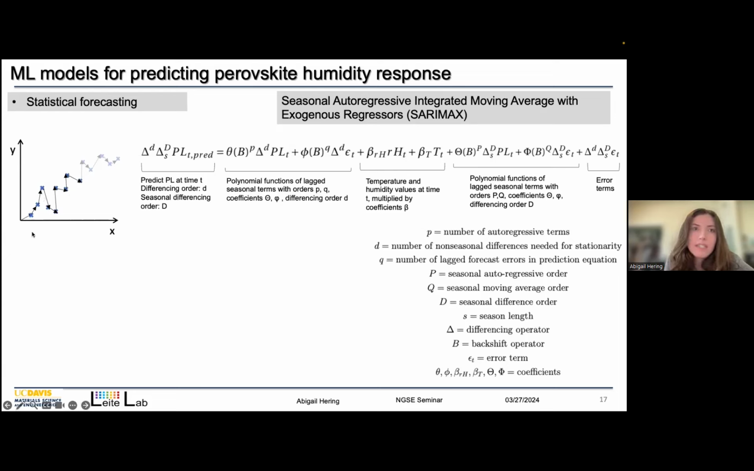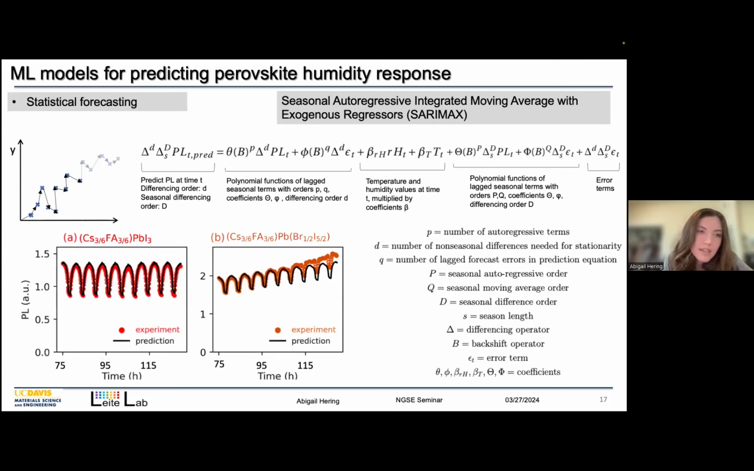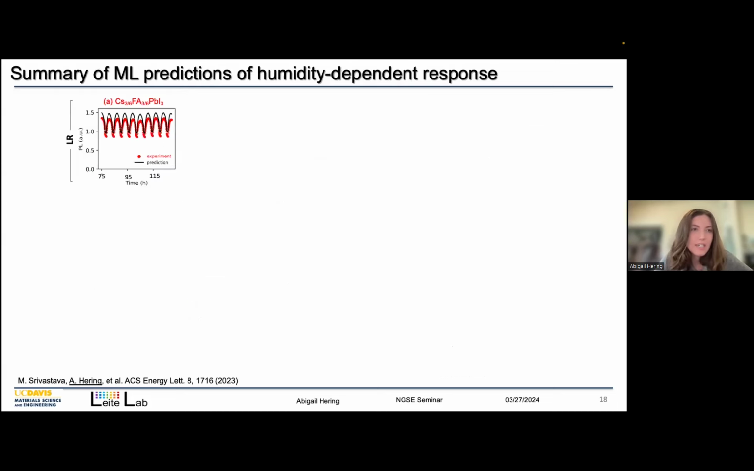And then each humidity cycle is a season. So there's differences in each season as well. So this model is able to pick up the irregular trends. So it is able to learn from the first 50 hours what the trend will be, forecasting that into the future. So for these types of time series, time-dependent predictions, statistical forecasting seems to be the most accurate.